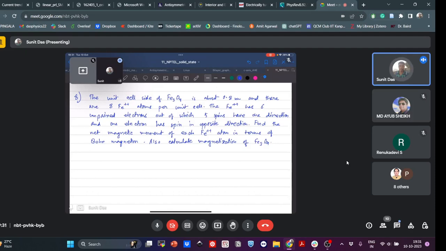So we need to find the net magnetic moment of each Fe atom in terms of Bohr magneton, and then we'll need to find the total magnetization of that sample Fe3O4.